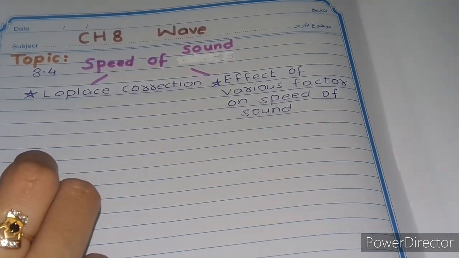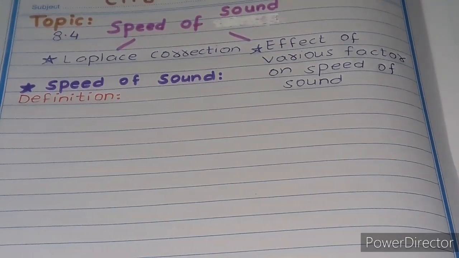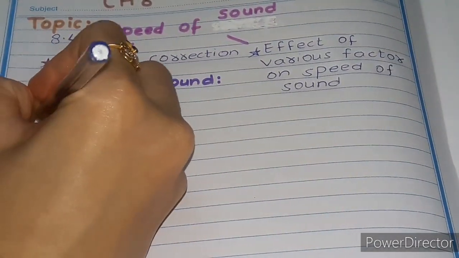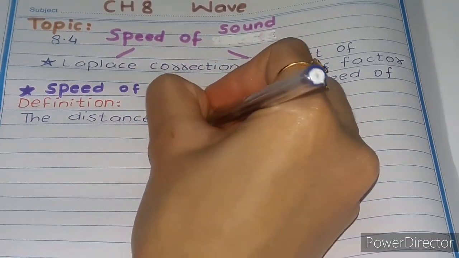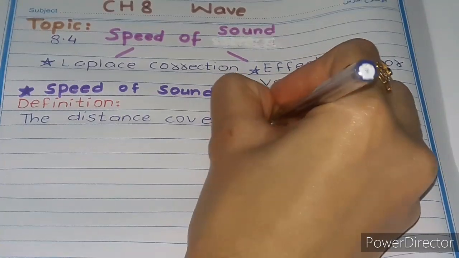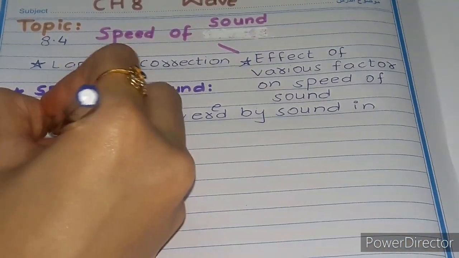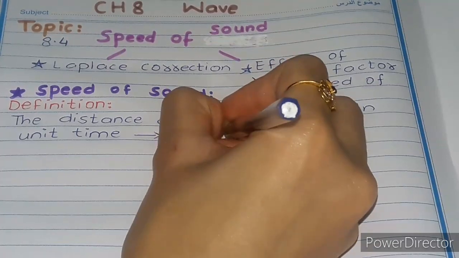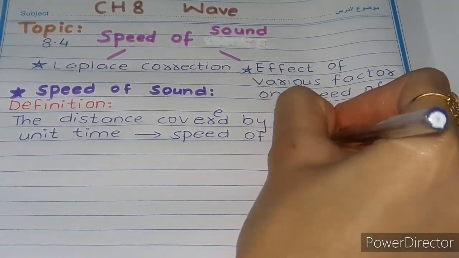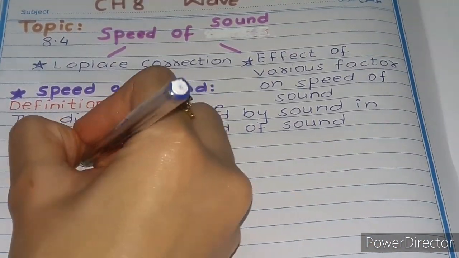So let's start. First we will do speed of sound. The definition of speed of sound is the distance covered by sound in unit time. How much distance it covers in a unit time is called speed of sound. Speed of sound is denoted by V.